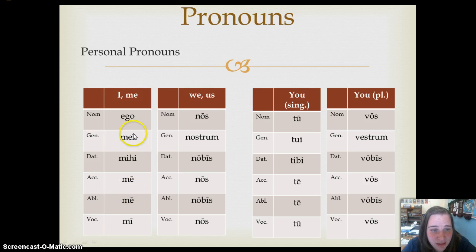Continuing with the personal pronouns, we have the first person singular pronoun, ego, mei, mihi, me, me. The vocative tends to be me, although not used too often, obviously. The first person plural is we or us, and that's nos, nostrum or nostri, nobis, nos, nobis. Second person singular, tu, tui, tibi, te, tu. And then second person plural, vos, vestrum or vestri, vobis, vos, vobis.